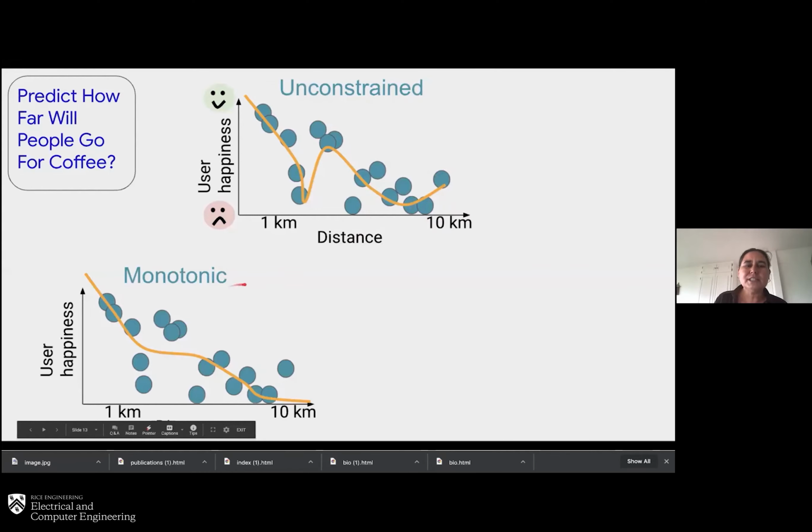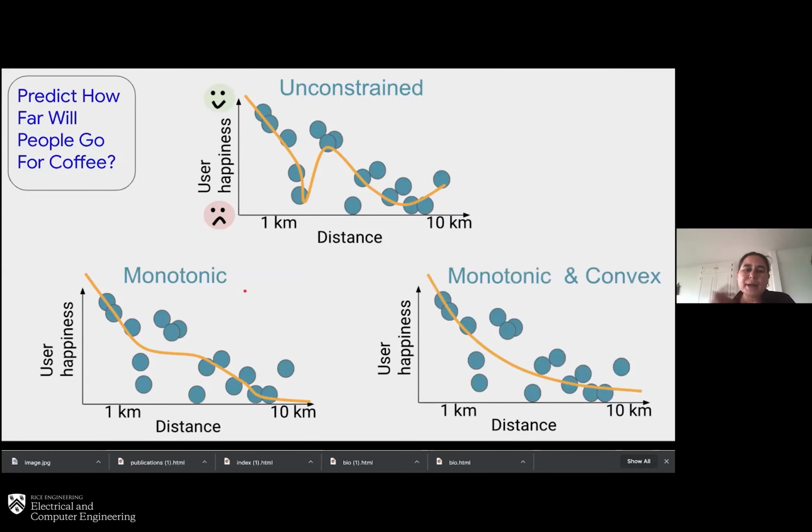So these are good reasons to prefer monotonic models if you know a priori something like, hey, the further you send people, everything else the same, they're going to be less happy. We should tell our model that so it doesn't have to try to figure that out from the data. We can just tell it a priori, make sure you're monotonic in this dimension.